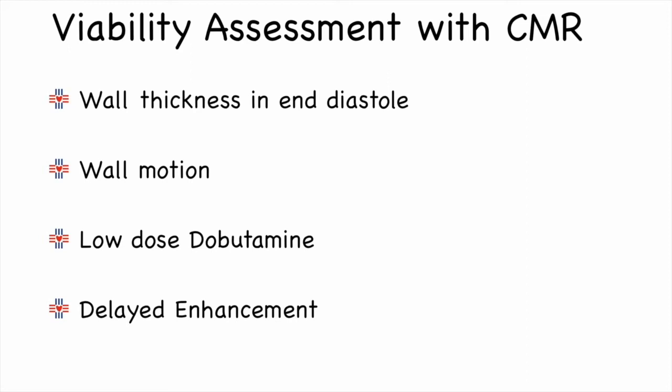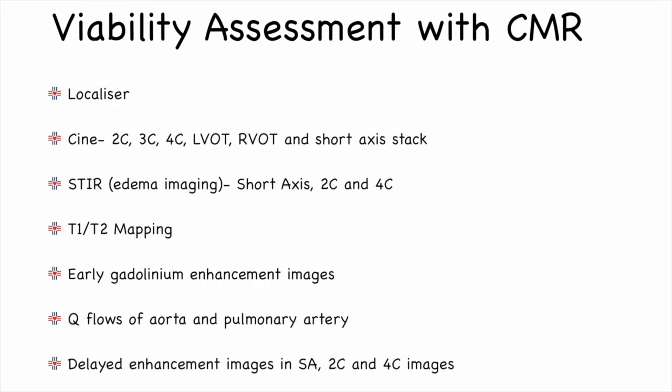One is to look at the wall thickness in end diastole. Two is to look at the wall motion of each segment. Three is by using low-dose dobutamine. And four is by using the delayed enhancement technique.